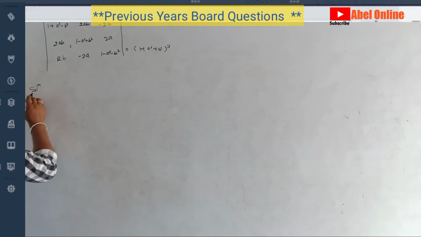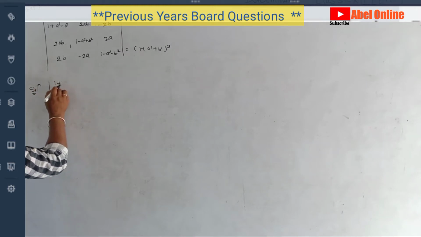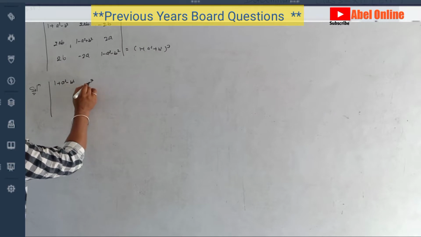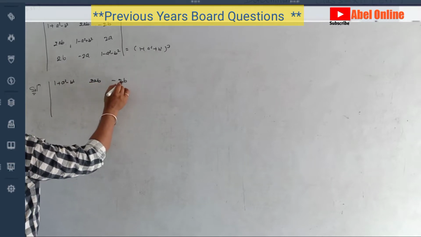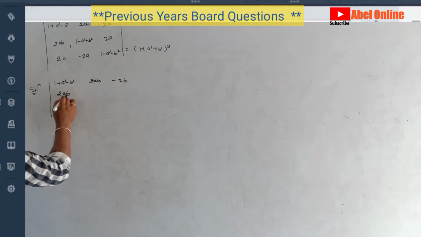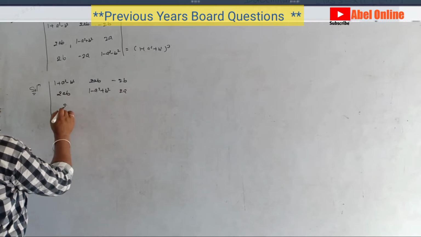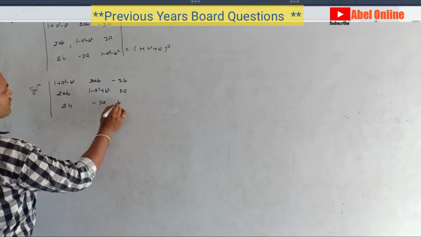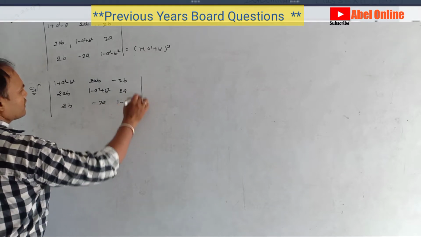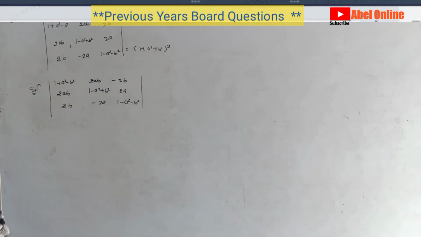The question is: row one, 1 plus a square minus b square, 2ab, minus 2b. Row two, 2ab, 1 minus a square plus b square, 2a. Row three, 2b, minus 2a, 1 minus a square minus b square. And now we have to solve this question by operations. So how can we solve?